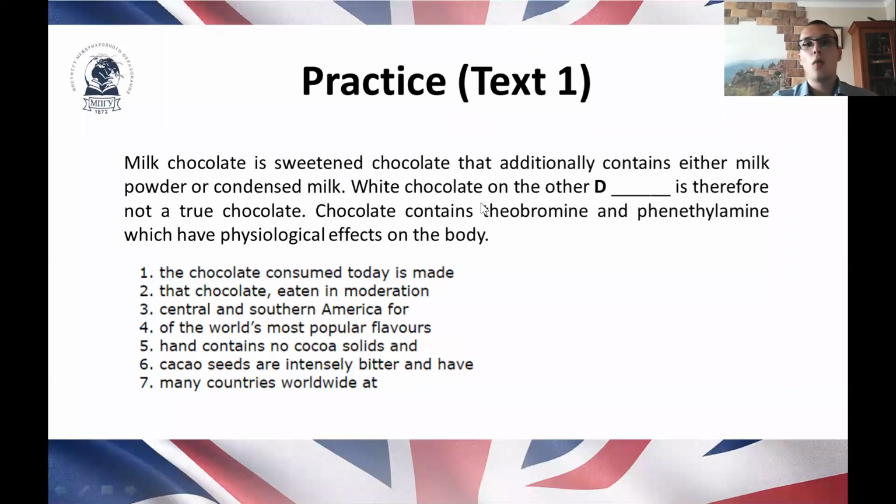Let's have a look. White chocolate, on the other, is therefore not a true chocolate. What is it, guys? How are these phrases called? Yeah, we also call them linkers. That's why you mentioned number 5. Oksana, yeah, you're right as well. 5, on the other hand, contains no cocoa solids and is therefore not a true chocolate. Yeah, because it is a linker, it is a cliche partially, and it is obvious for us here. Good, let's make it 5.